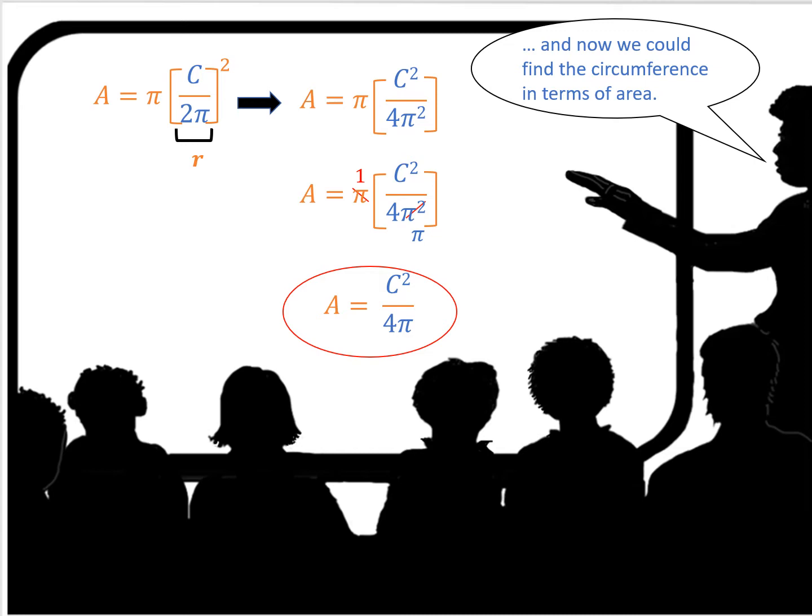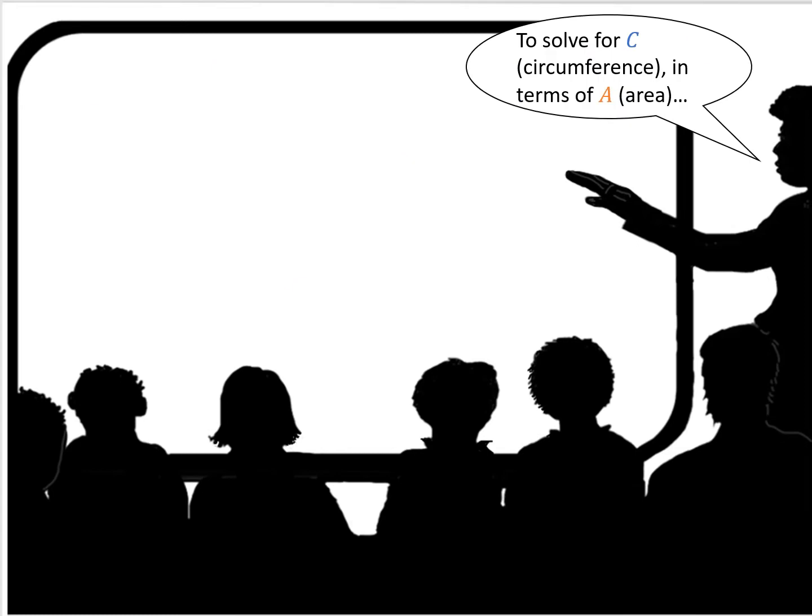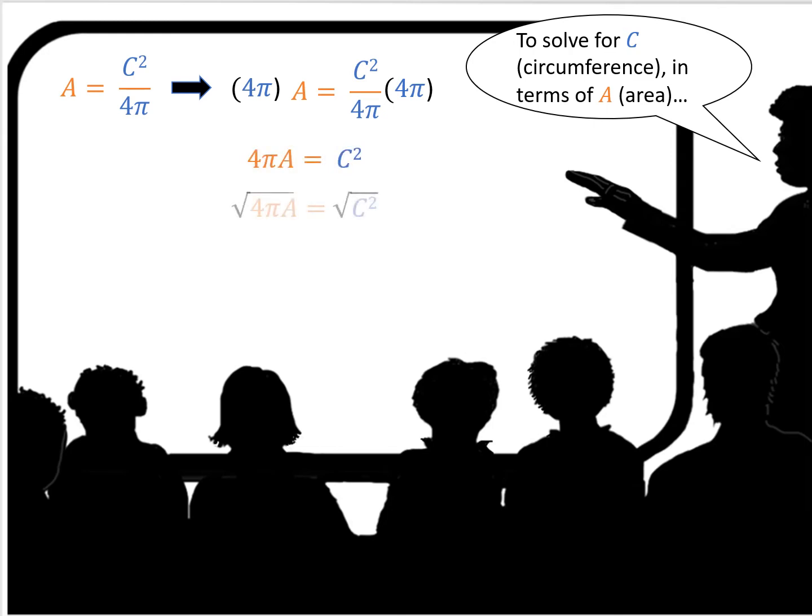And now we could actually find the circumference in terms of area. So let's give that a try. To solve for C, circumference, in terms of A, area, we take the formula we just derived, and now we multiply both sides by 4 pi to get it out of the denominator. We end up with 4 pi A equals C squared. We take the square root of both sides, and we get that circumference equals, in simplified form, 2 square root of pi A. And now you know how the two formulas are related, how you can derive one from the other.